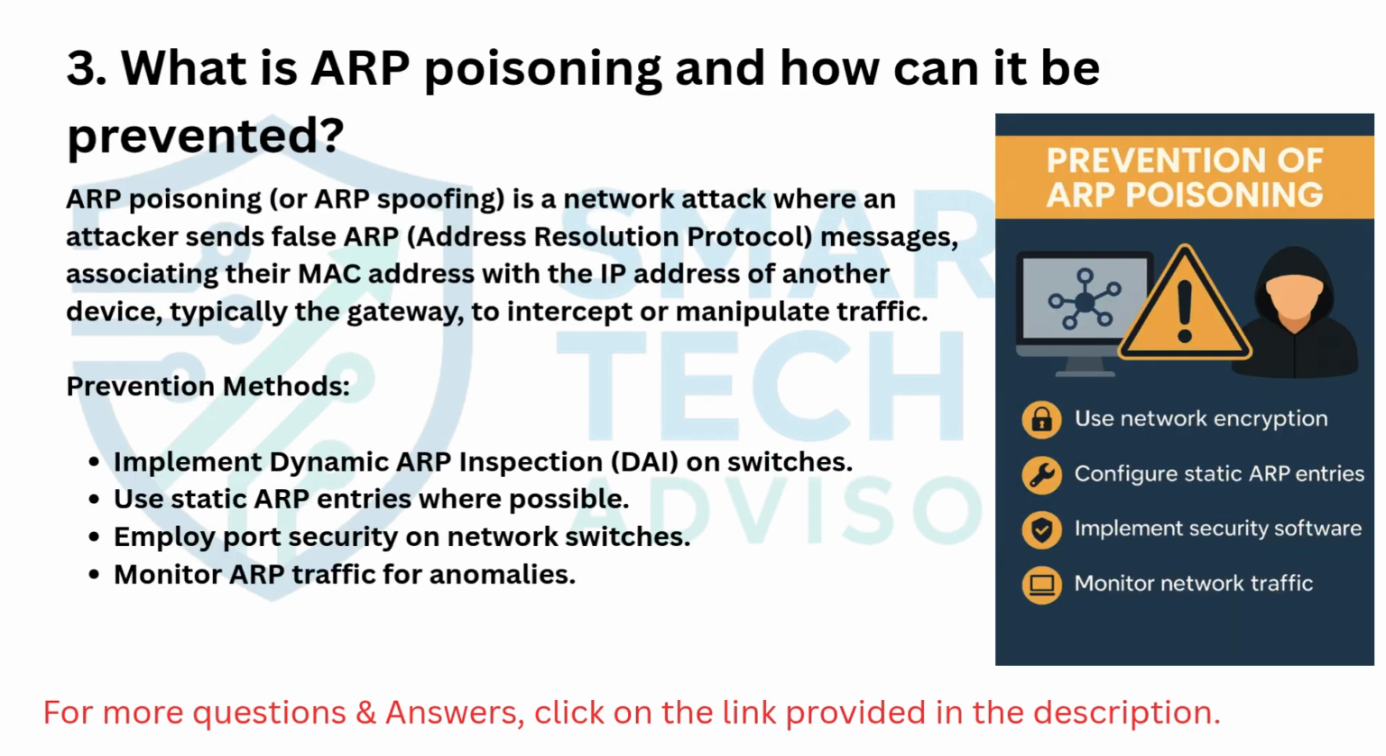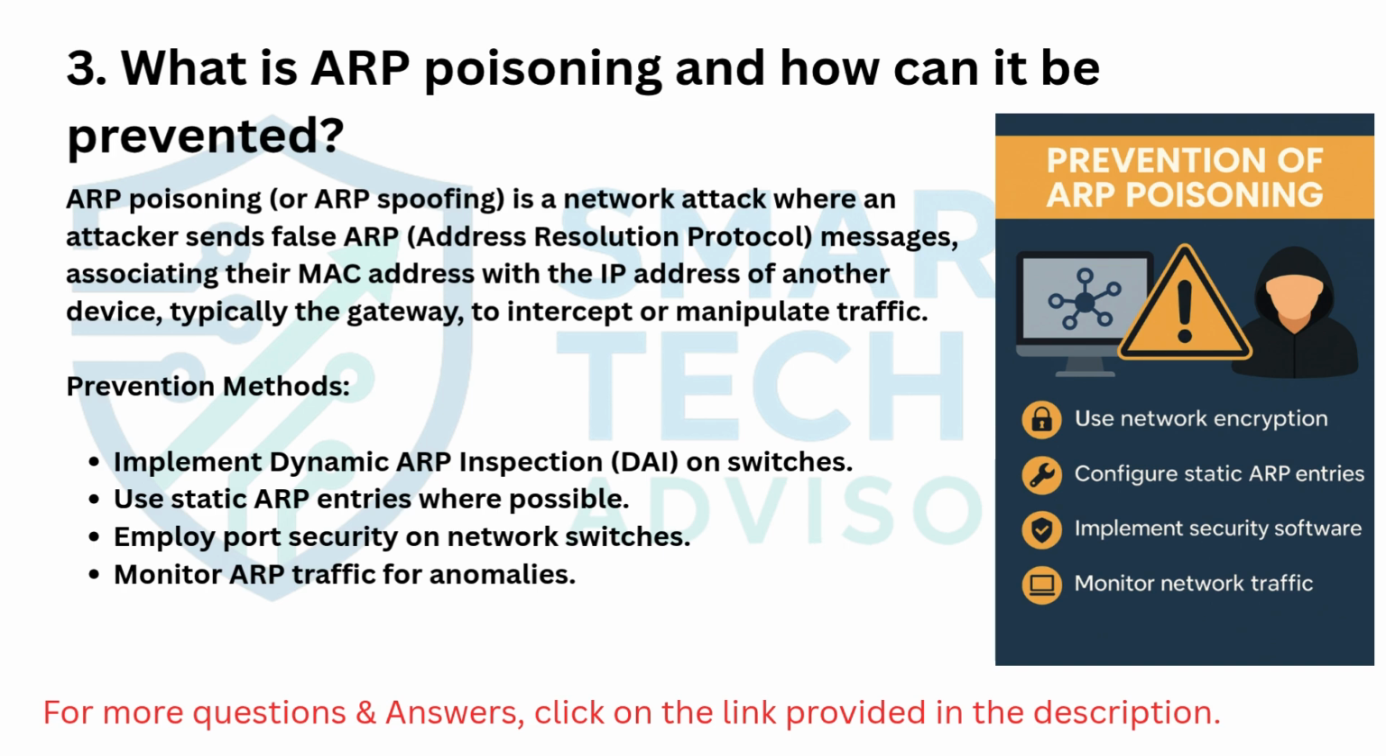Next question: what is ARP poisoning and how can it be prevented? ARP poisoning or spoofing is a network attack where an attacker sends false ARP messages associating their MAC address with the IP address of another device, typically the gateway, to intercept or manipulate traffic.